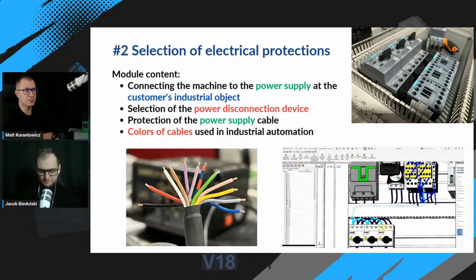Then, in the next module, we'll go to the selection of electrical protections. In this module, you will connect the machine to the power supply, and you will select the power disconnection device, protection of power supply cable, and you will learn about colors of the cables used in industrial automation.